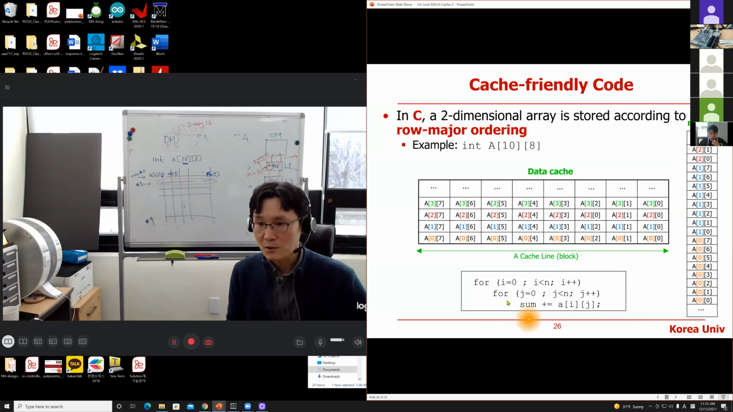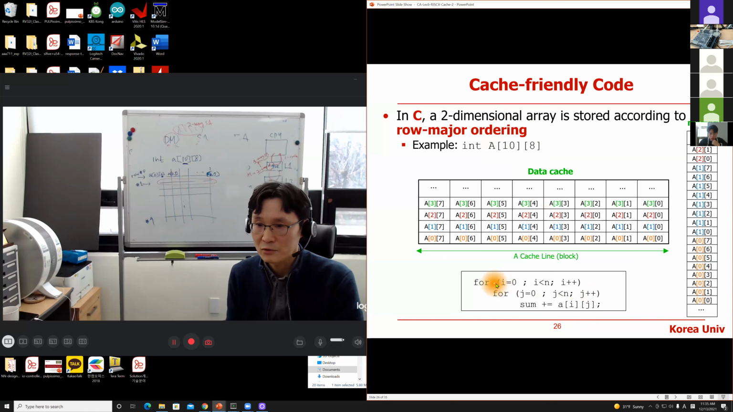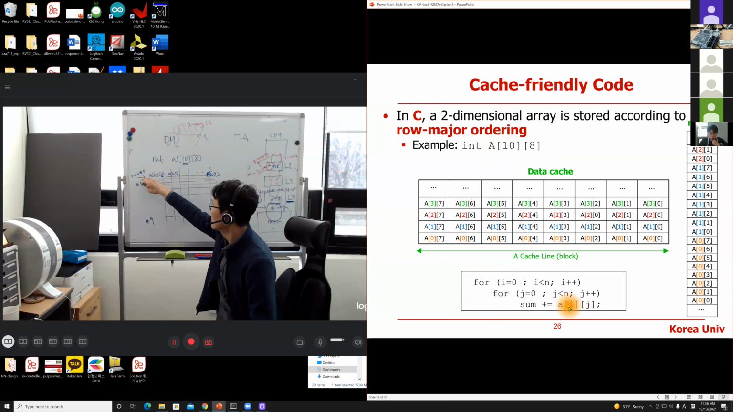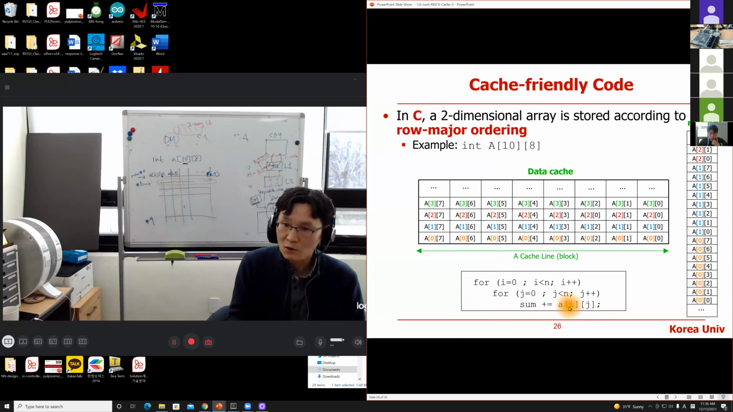Now look at this code snippet. This code is simple: you want to add all the elements in a two-dimensional array. So you use two for loops, the outer loop and the inner loop. In the outer loop you fix I as 0, so you are fixing the row, and the inner loop increases the columns, J from 0 to n.